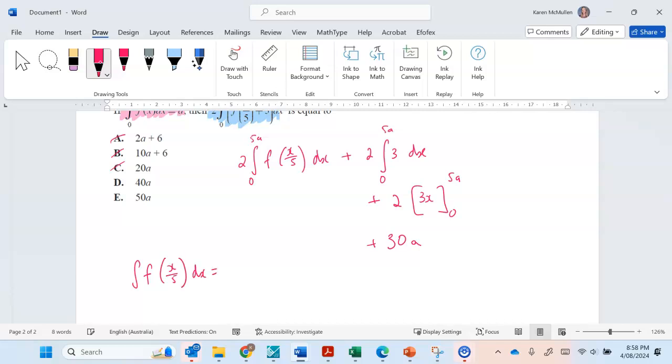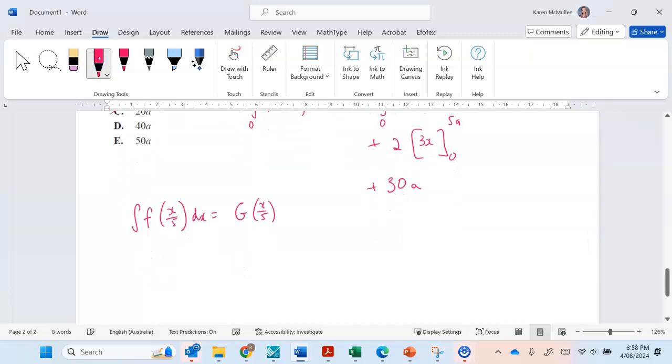So that is equal to an antiderivative. Sorry, I should do x on 5. That's our antiderivative. So let's focus on the derivative of the antiderivative. So we're going to let u equal x on 5. So y is equal to g of u. So just performing the chain rule.